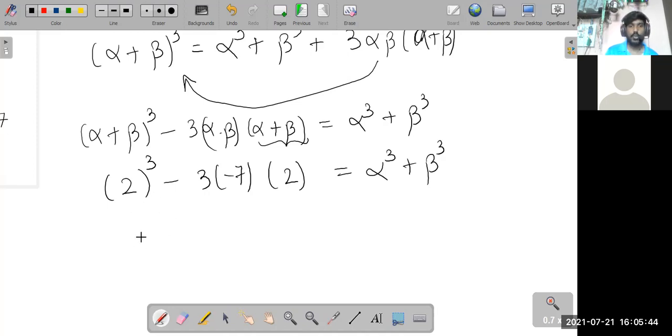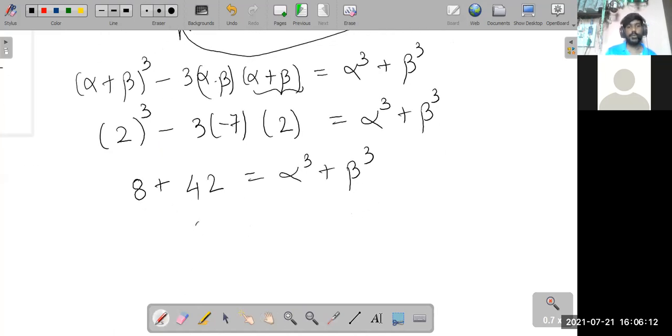Simplify, so this will be 2 cube. 2 cube is 8. This minus into minus will become plus 3 into 7 into 2. So 3 into 7, 21. 21 into 2, 42 is equal to alpha cube plus beta cube. So 8 plus 42 is 50. So alpha cube plus beta cube is equal to 50.